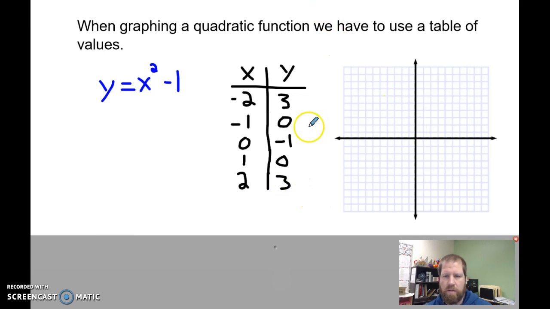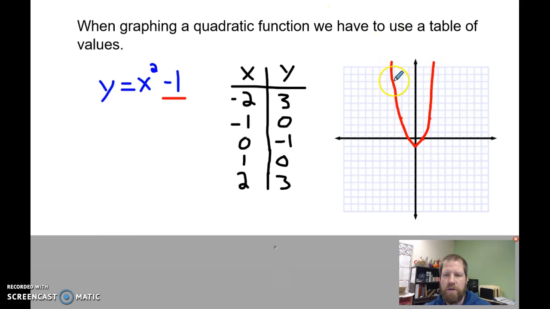Okay, go ahead and plot my values. Negative 2, 3. Negative 1, 0. 0, negative 1. 1, 0. 2, 3. And there we go. The reason why my vertex is below my x-axis, below 0, is because of that negative 1. If I draw my line, that's a little bit too steep. Should be something more like that.